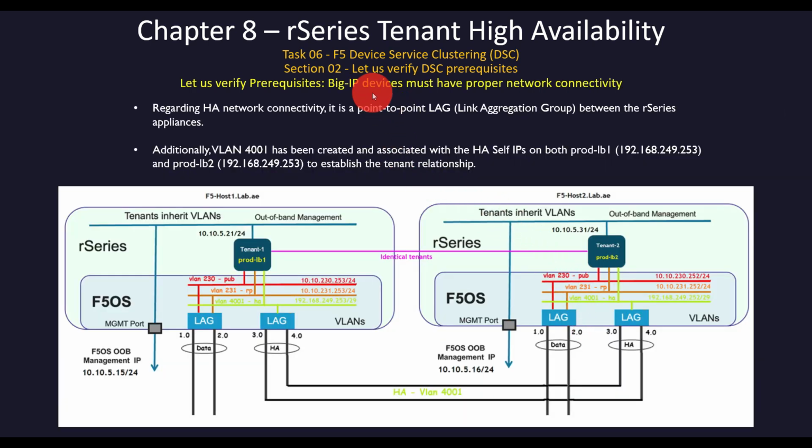Next, devices must have proper network connectivity. Regarding the HA network connectivity, it is a point-to-point link aggregation group between the rSeries appliances. In this, VLAN 4001 is configured and mapped with the HA self IPs on both tenants. This VLAN 4001 helps the tenants establish the HA relationship. Alright, we have verified all the device service clustering prerequisites successfully.